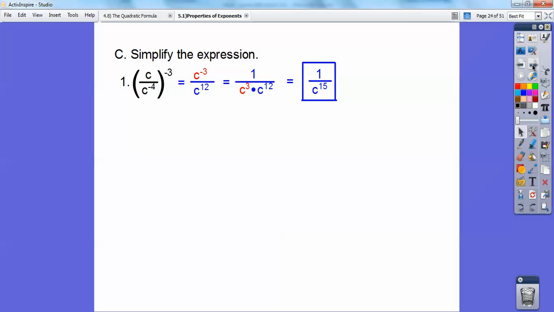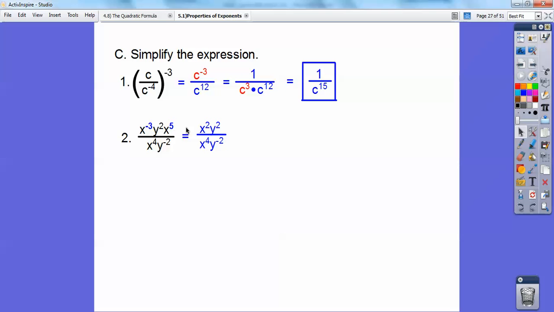Now, unless otherwise specified, you guys always leave answers with positive exponents only. So 1 over c to the positive 15. All right? Okay, so don't make it c to the negative 15. Make them always positive exponents. Okay, number 2.